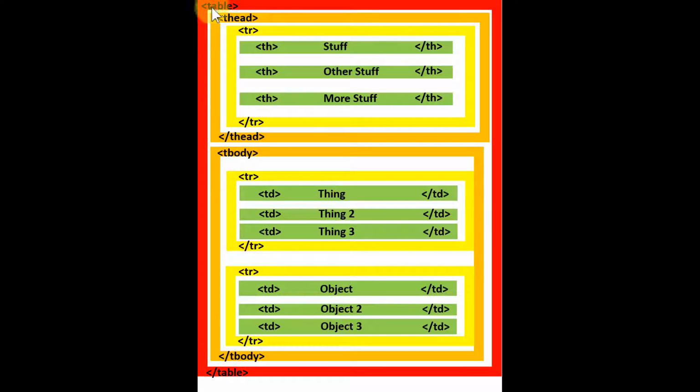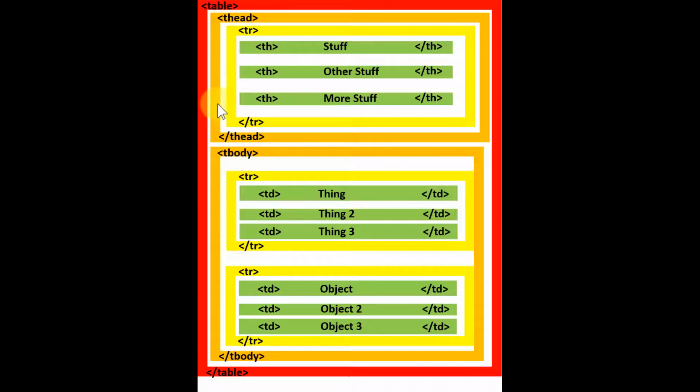This whole structure, what this whole red box represents, is called an HTML element, and every single one of these boxes represents an HTML element. Inside of the table tag, we have a bunch of other elements, and they just keep going down like that. So inside the table tag, we have our T head and our T body, T for table, of course.